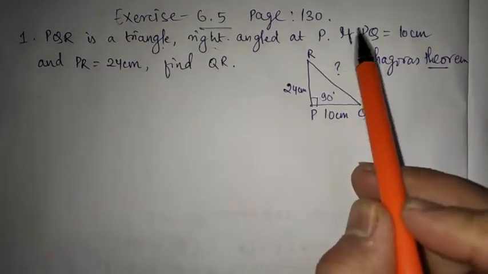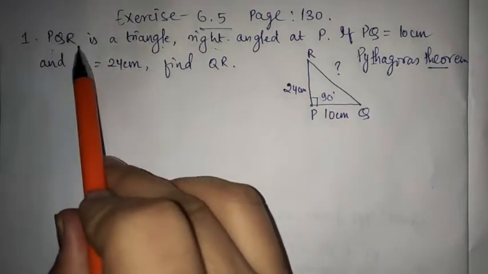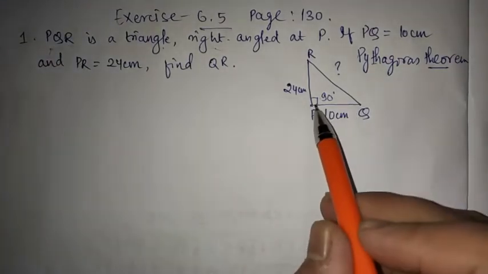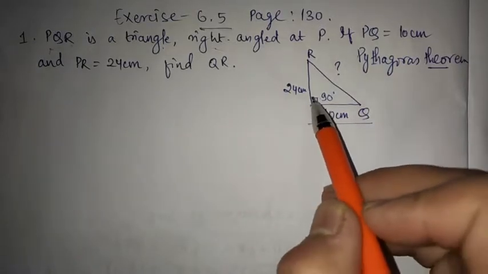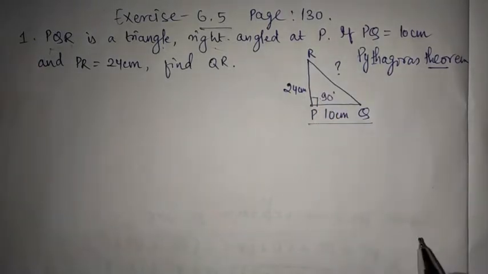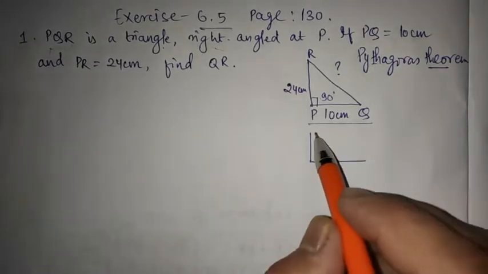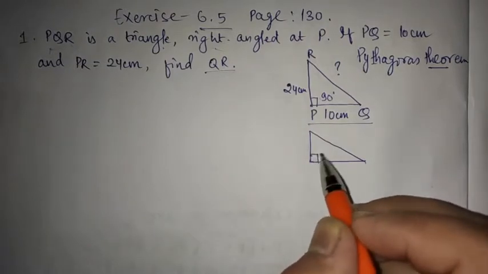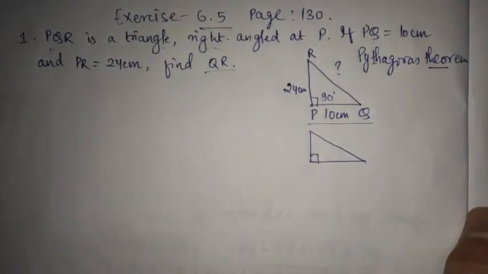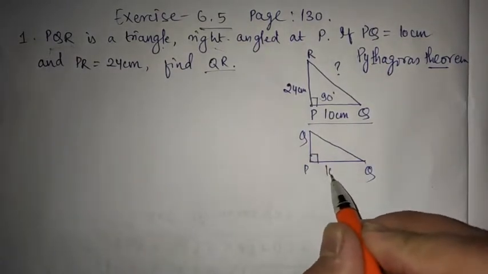Okay, so this is your PQR triangle, as the name is also mentioned here. If PQ is 10 centimeter and PR is 24 centimeter, PQ is 10, PR is 24, now you have to find the side QR. All right, so this is the way you will make the right angle triangle if the figure is not given to you. You will just mention PQR first, and PQ will be 10 centimeter.